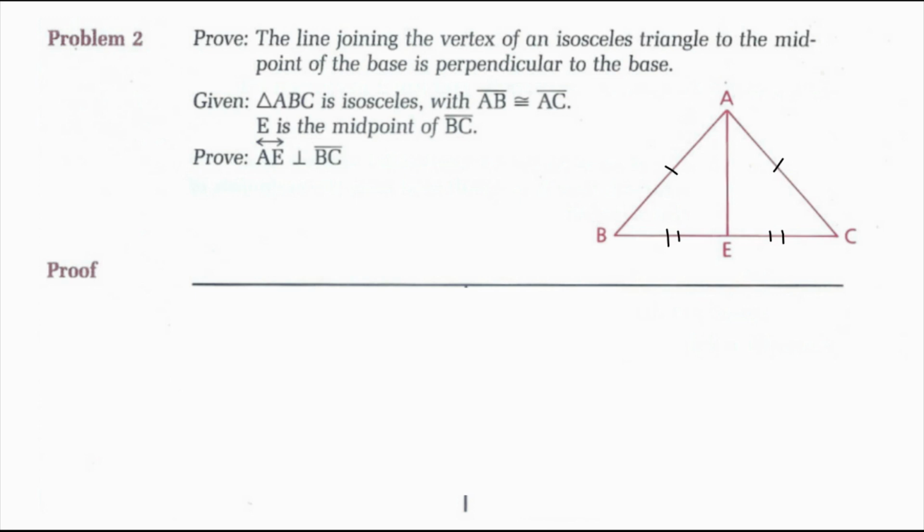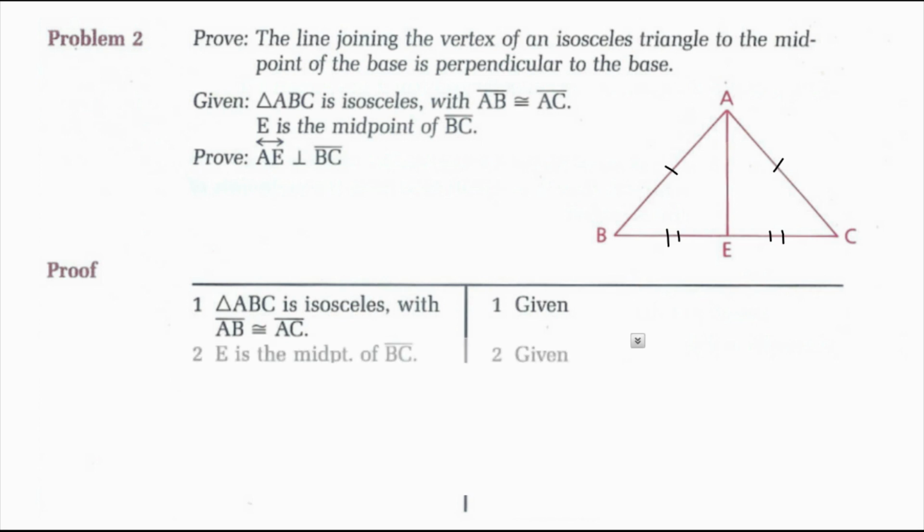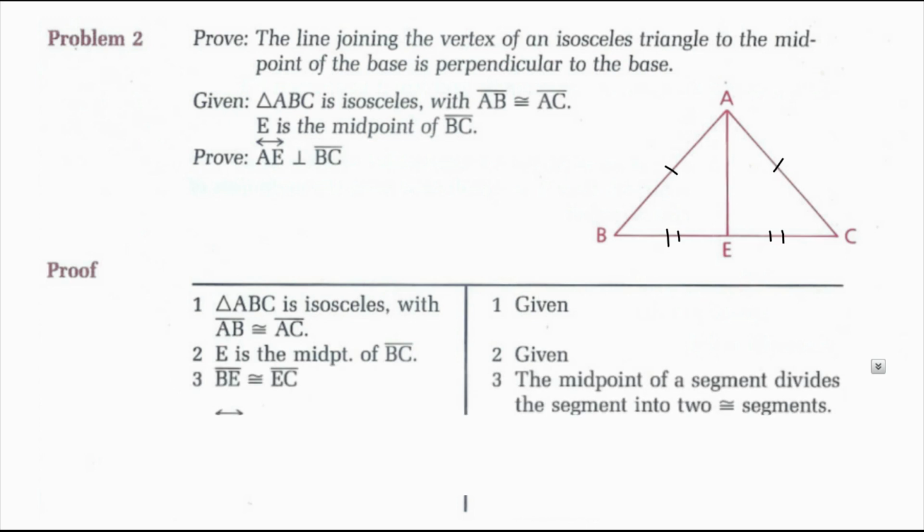Looking at this in my statements and reasons, I have my first given, triangle ABC is isosceles with AB congruent to AC. Then E is the midpoint. Because E is the midpoint, I have segment BE is congruent to segment EC, by definition of midpoint. Now line AE is the perpendicular bisector of line segment BC, because if equidistant, then perpendicular bisector.